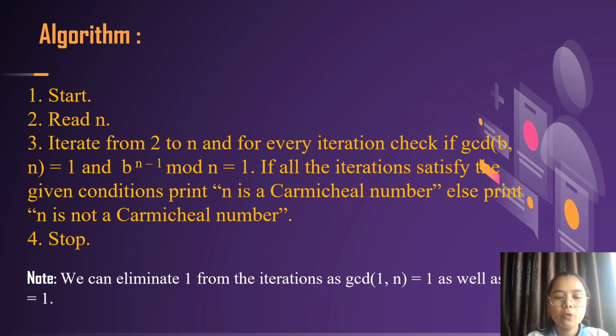For iteration 2, b is equal to 2 when n is equal to 4. According to the condition for iteration 2, 2 raised to 4 minus 1 mod 4 is equal to 0, which is not equal to 1. Hence it returns a Boolean value, which is false. So we can say that 4 is not a Carmichael number because the condition for iteration b equal to 2 gets violated.